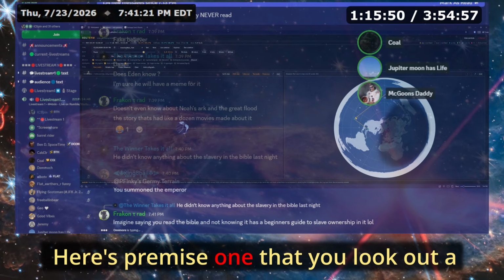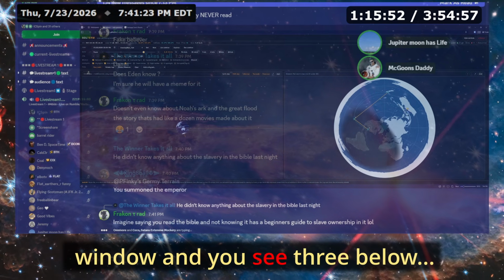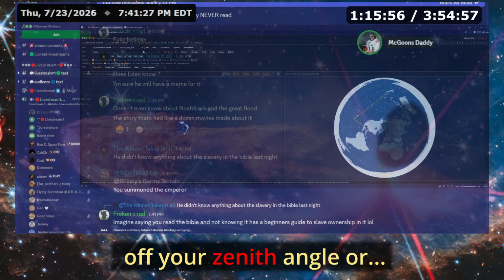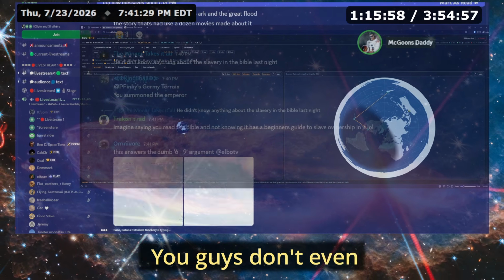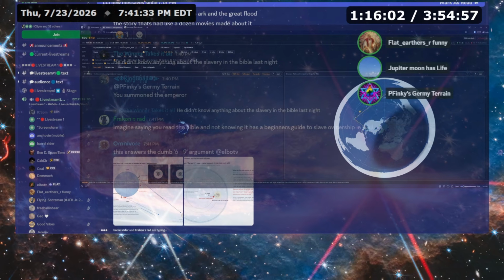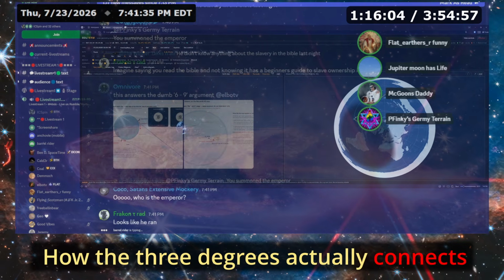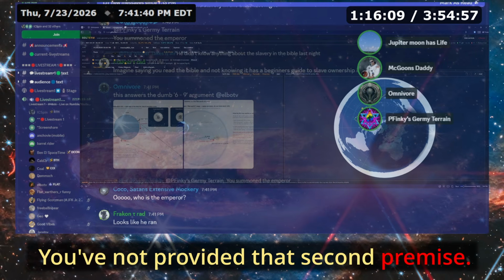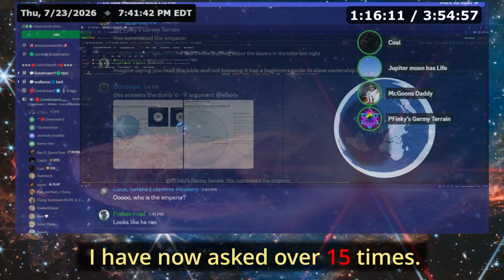Here's premise one: you look out a window and you see 3 degrees below 90 off your zenith angle, or something. I don't know. You guys don't even have that part clear. And then you need your second premise to actually connect how the 3 degrees connects to your globe model. You've not provided that second premise. I've now asked over 15 times.